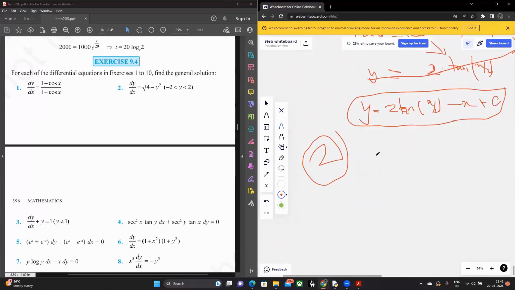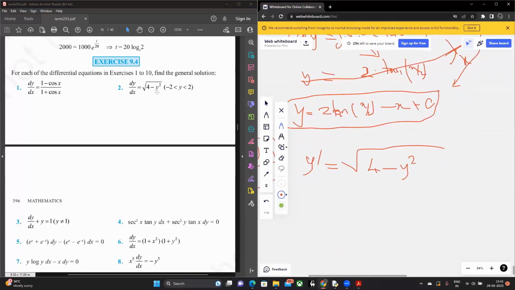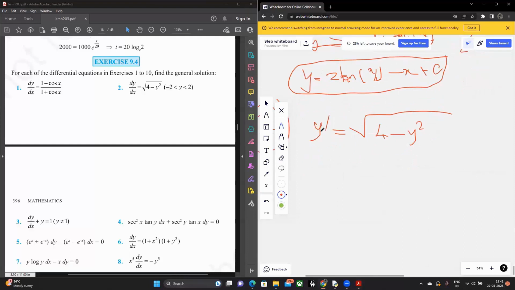Question number 2. y dash equals square root of 4 minus y squared, where y is between minus 2 and 2. I'm not writing down the conditions, but remember that this condition is there and it's very important, right? Because sometimes when you take your integrations, you will deal with bounded integrations, and then these boundary conditions become very, very important. Cool. Right.